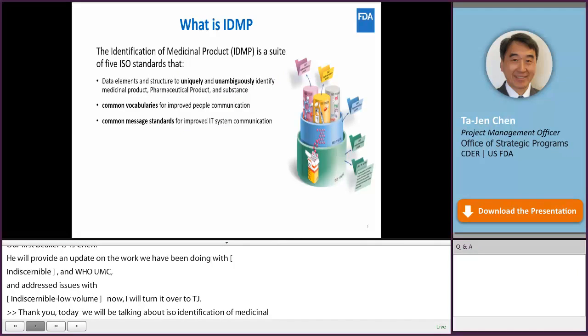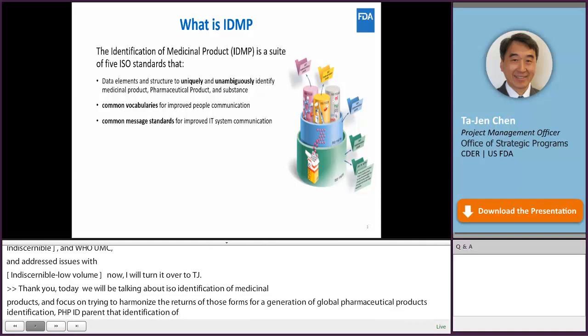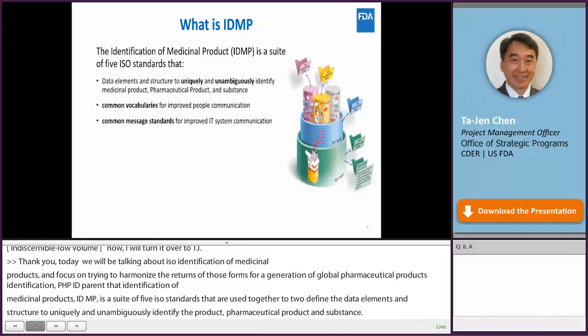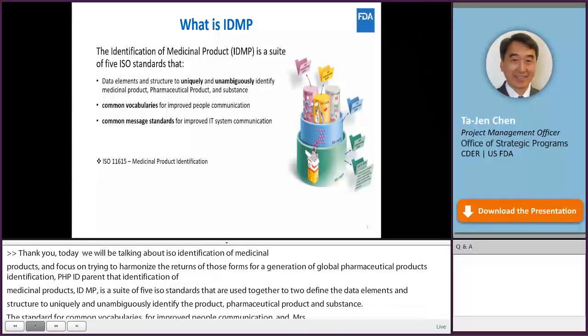The Identification of Medicinal Product, IDMP, is a suite of 5 related ISO standards that are used together to define the data elements and structure to uniquely and unambiguously identify medicinal product, pharmaceutical product, and substance. The standard promotes common vocabulary to improve people communication. It also promotes common message standard to improve IT system communication. The 5 standards each focus in a particular area.